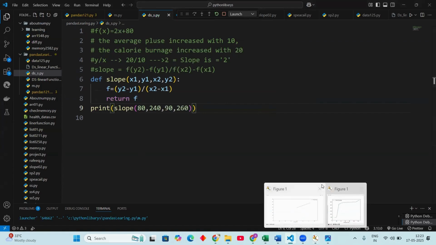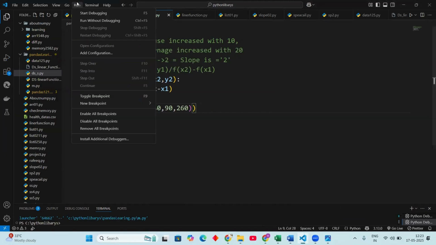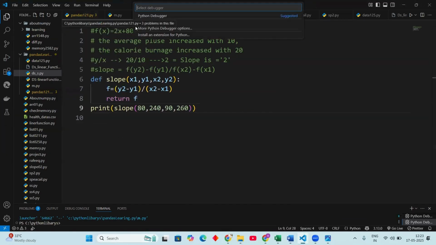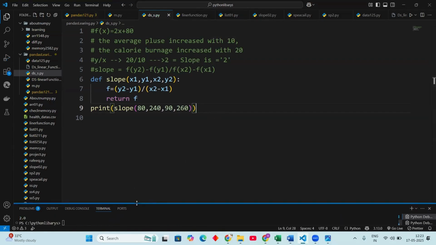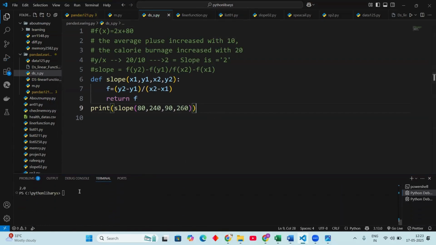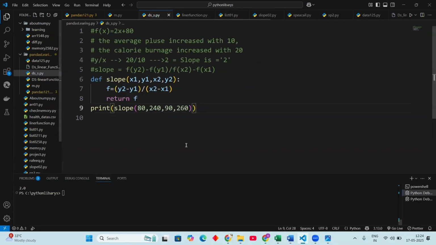I think I want to close it. Okay, now see the output. See here we mentioned two, right? Instead we get a float value, because in this linear graph we get float values, because we did not represent one value.